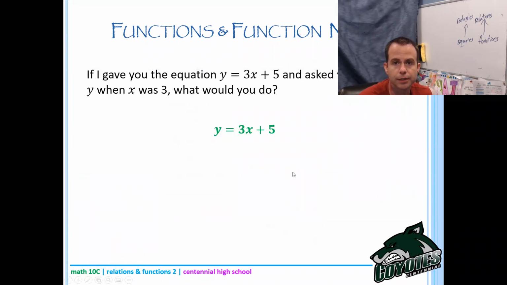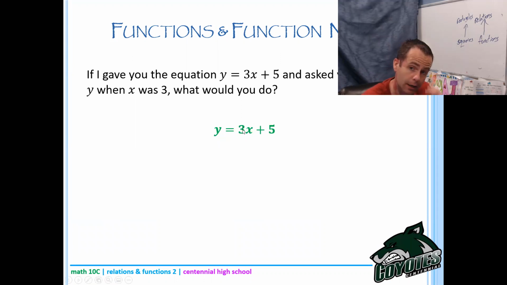All right, good. Now, if I gave you the equation y equals 3x plus 5 and asked you to solve for y when x was 3, what would you do? Well, anywhere you saw an x, you would plug in or substitute it with a 3, and then you would just do the math, right? This is called substitution. You substitute a number in for a variable, and you've probably been doing that since grade 7 or grade 8, okay?